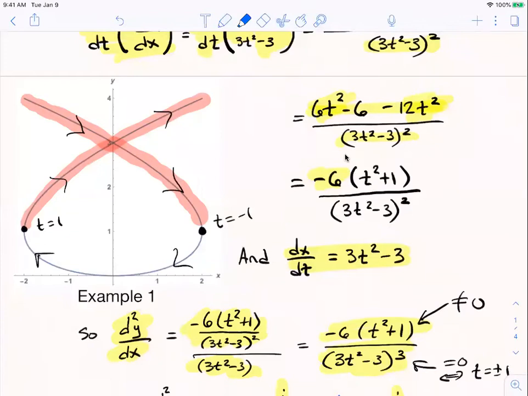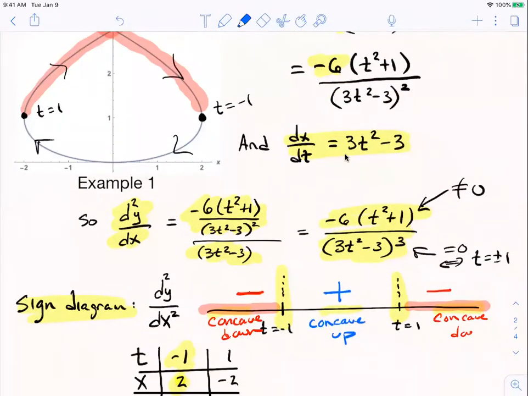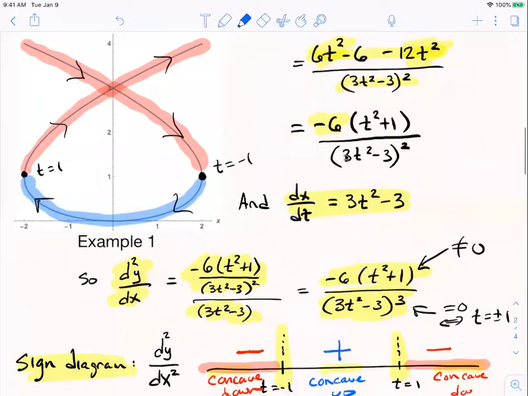What about t between -1 and 1? Starting at -1, here's where t is equal to 1. It looks concave up there. Pretty cool, huh? So the second derivative is the thing that's describing the concavity.